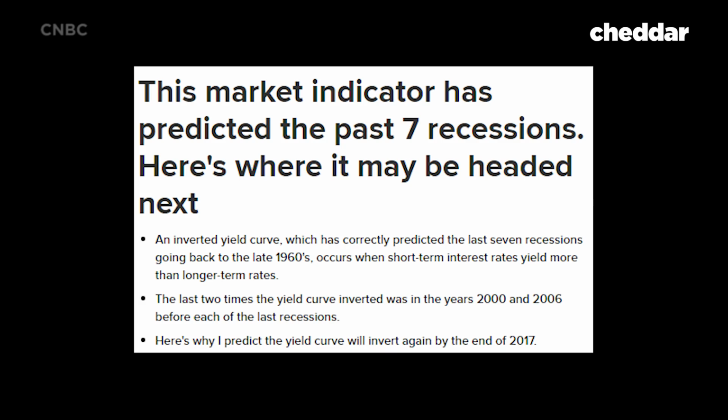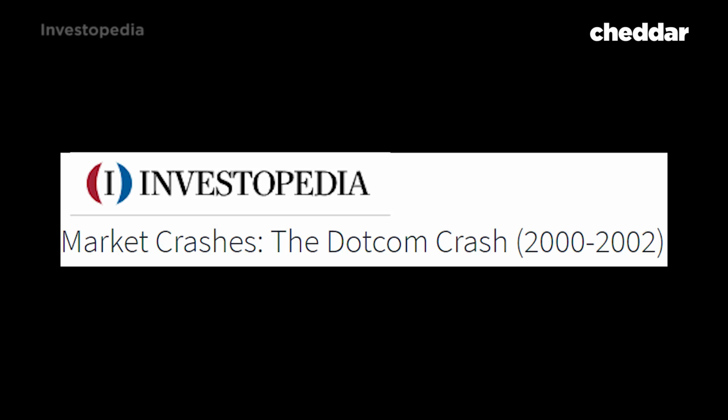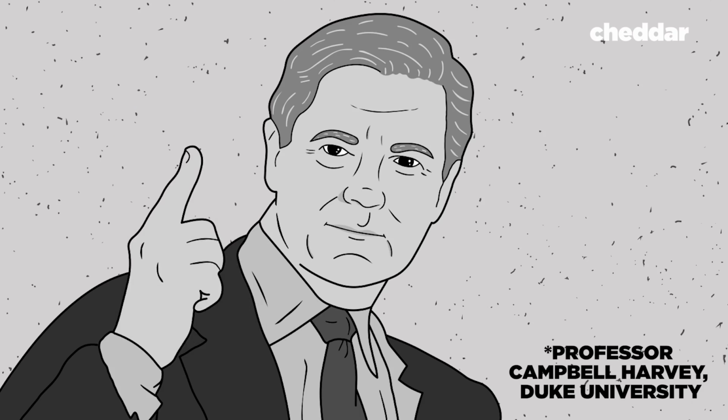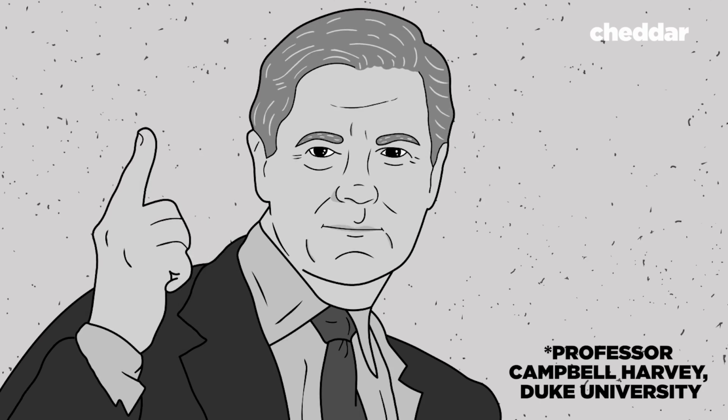The inverted yield curve has predicted all three recessions since its correlation was discovered in 1991, in 2000 and 2001, and the global financial crisis in 2008. The professor who discovered it says that there have been no false predictions yet. Does this mean that we're going to have another recession?